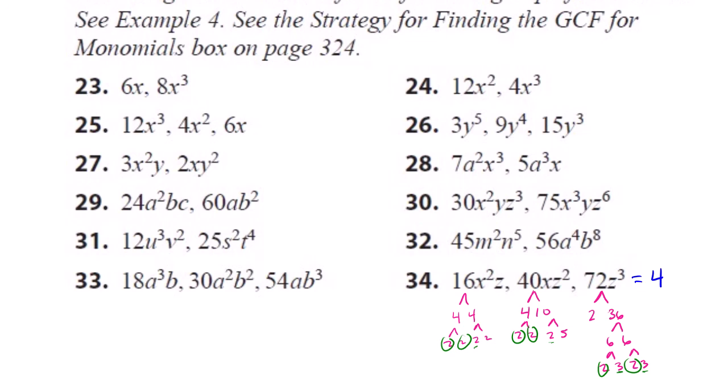So let's see what variables they have in common. Do they all have an x? No, this one doesn't have an x, right? So we don't include any x's. Do they all have a z? Yeah, they do all have a z. Z to the first is the smallest exponent, so we're just going to write 4z to the first, or just 4z. All right, so that's the greatest common factor there. So if they don't all share a variable, you're not going to include that particular variable, right? Because it's not common with all the terms.